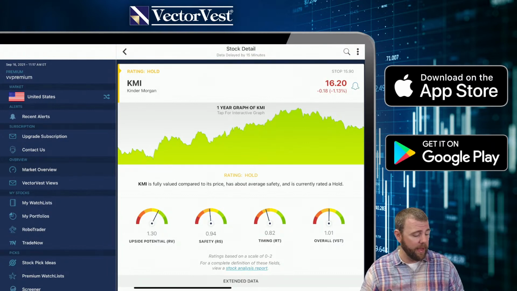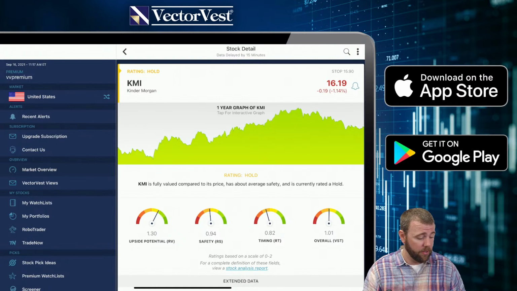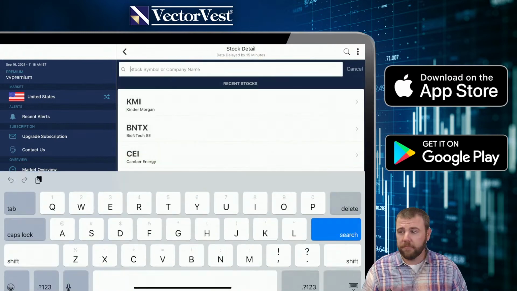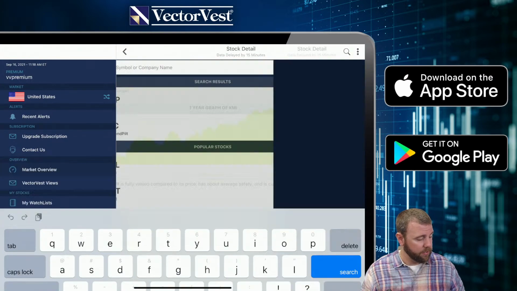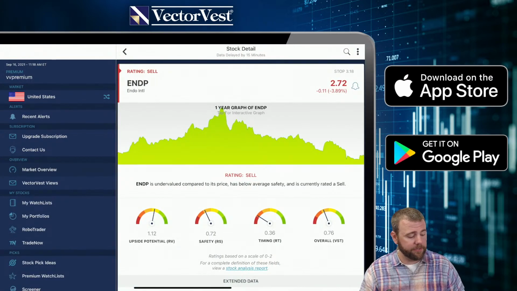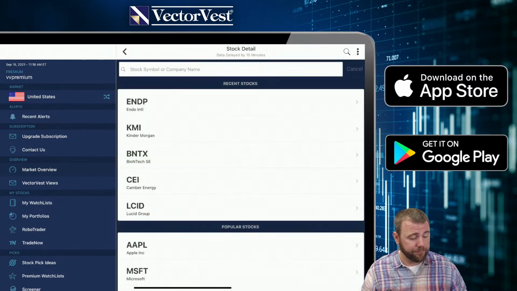All right, so KMI, good long-term potential, but does have a little bit more risk associated with it. You're in a steady decline. Overall, the stock's about average right now. Let's see. ENDP, good long-term potential, but does have a lot of risk associated with it. Timing at 0.36 tells us this stock is dropping faster than a rock. Overall, definitely not favorable here.